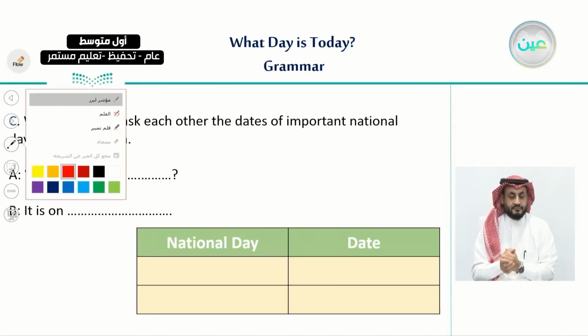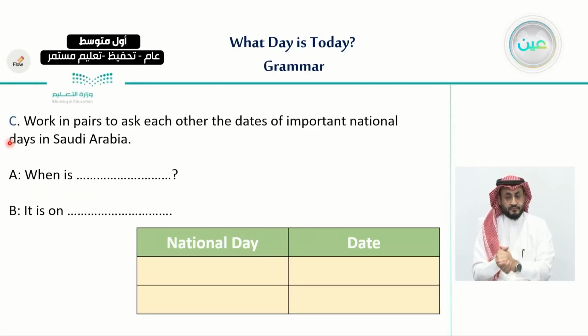So here, this is a group activity. I would like you to work in pairs, maybe with a family member or with a classmate, and to ask each other about the dates of important national days. So just think of any national day in Saudi Arabia or any occasion that we usually have here in Saudi Arabia, like Eids, for example, Eid al-Fitr, Eid al-Adha, and ask a question that starts with, when is Eid al-Fitr?